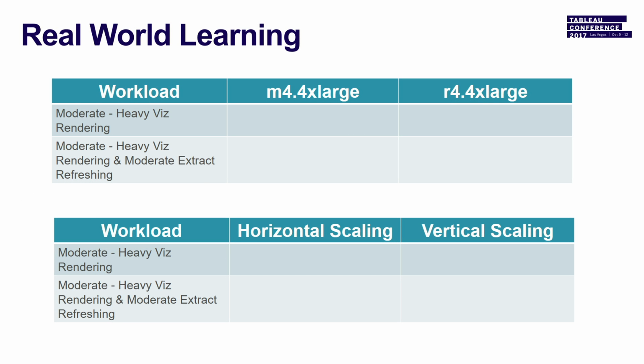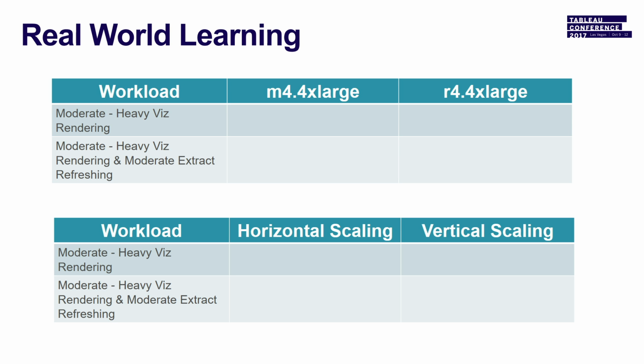So I'm going to give you some real-world learning here. This is, again, my workload. It's not yours, so your mileage may vary. But in general, what we're going to show you here pretty much holds true. We did 2 workloads. One was very viz-centric. I want to render a moderate to heavy number of vizzes. And we did that on an M4 4x large. That is the general purpose machine on AWS that we like a lot.